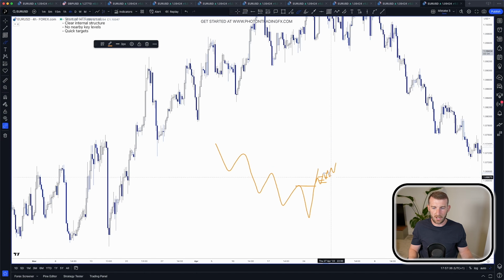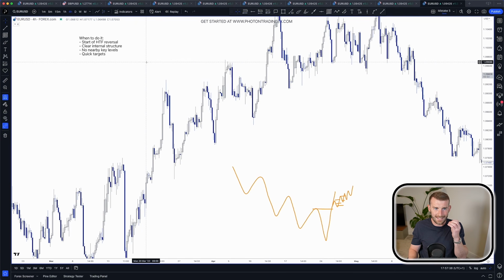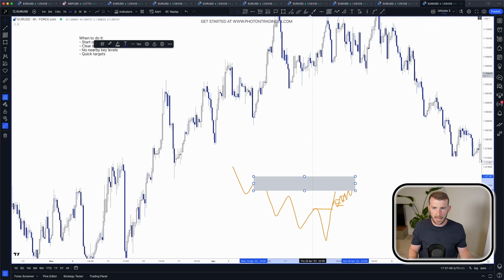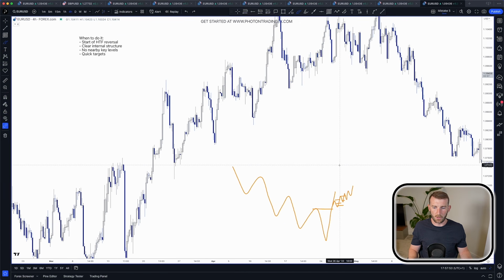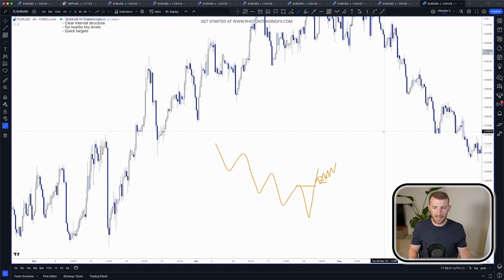So ideally the start of the hard time frame reversal, then clear internal structure on a lower time frame to work with. Then the next one, no nearby key levels. Ideally, you don't want to be trading against a major supply zone, right? Because of course, we're going to expect a bit of a pullback to kick in from there. So obviously try and do it where there's no nearby unmitigated supply zones to the left. And like I said, just have quick targets in and out, because at any moment that pullback can occur, okay?